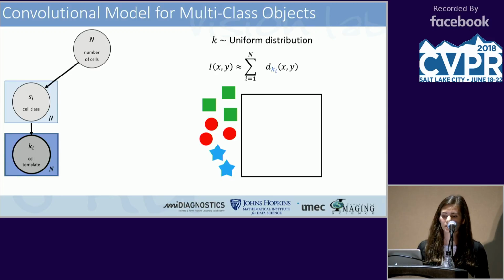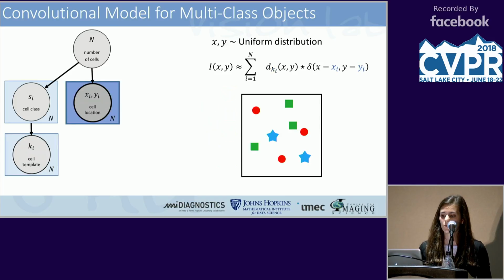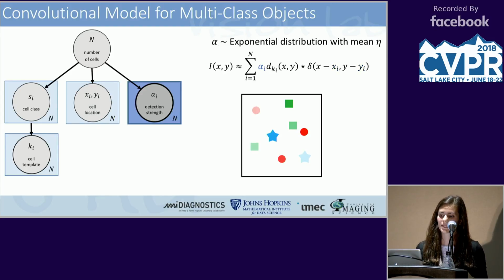Given the cell class of each cell, we associate with each cell a template, Ki, which is drawn from a uniform distribution. For simplicity, let's assume that the templates look like these shapes. So we have square templates, circles, and stars. We sample the cell location, xi, yi, from a uniform distribution, and the detection strength, alpha i, from an exponential distribution. The idea of the detection strength is that it indicates how brightly each object appears in the image. So for high values of alpha i, the cell will appear brightly, and for low values, it will appear faded in the image.